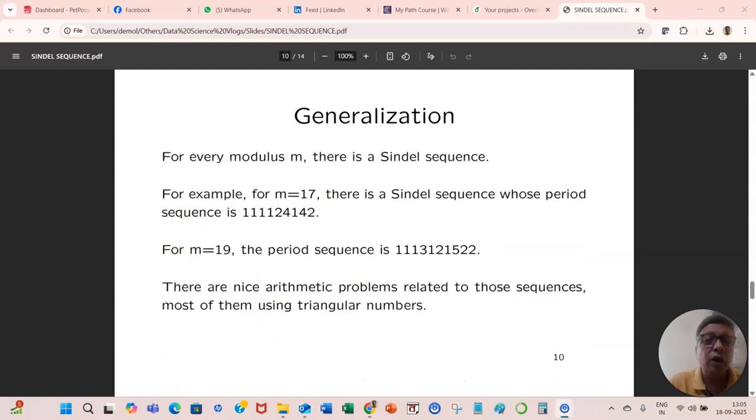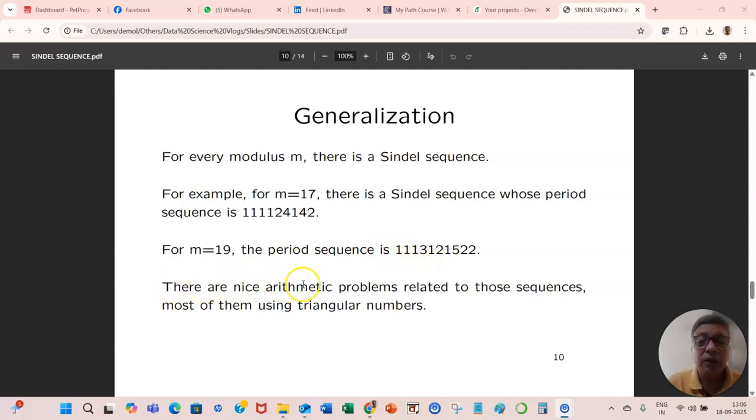Some generalizations: for every modulus m, the sum of the numbers, there is a Sindel sequence. It's a well proven mathematical fact, though I don't have the proof. For example, for m equal to 17, the sequence will be 1, 1, 1, 1, 2, 4, 1, 4, 2. The sum is 17. For m equal to 19, the period sequence is 1, 1, 1, 3, 1, 2, 1, 5, 2, 2, 4. The sum is 19.